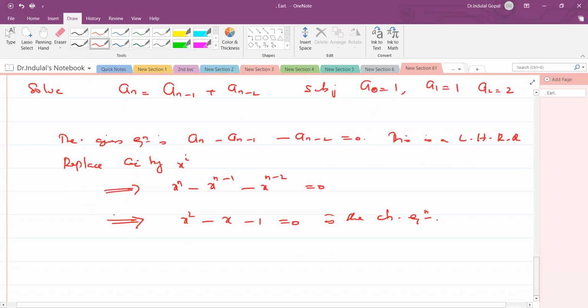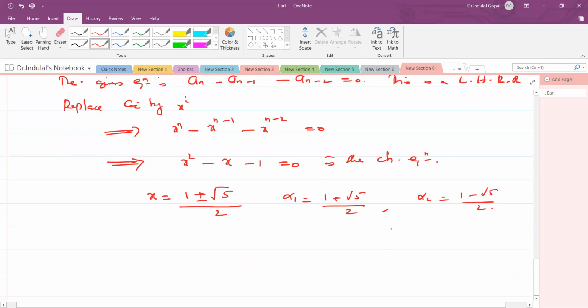Now solve this. When we solve this, we get x equal to 1 plus or minus square root of 5 by 2. So alpha 1 is equal to 1 plus square root of 5 by 2, and alpha 2 is equal to 1 minus square root of 5 by 2. And these are distinct.